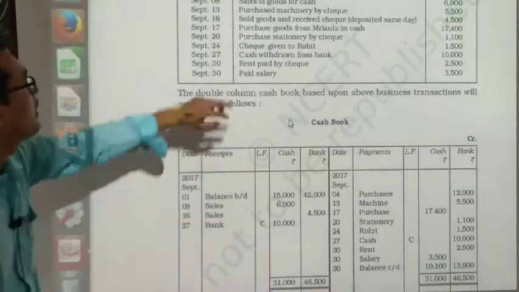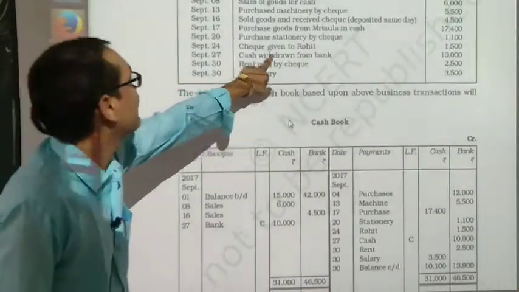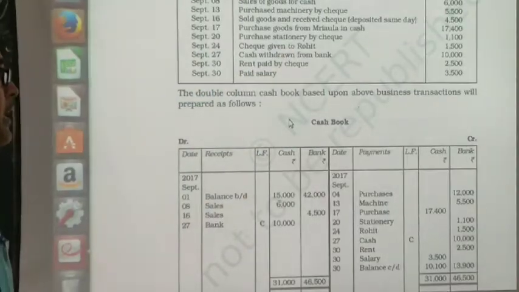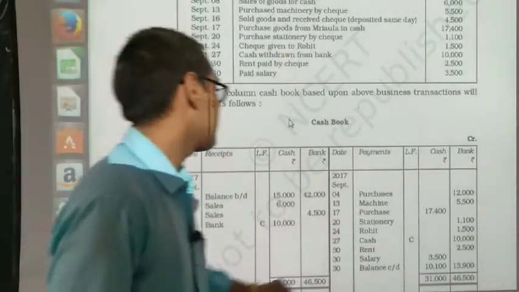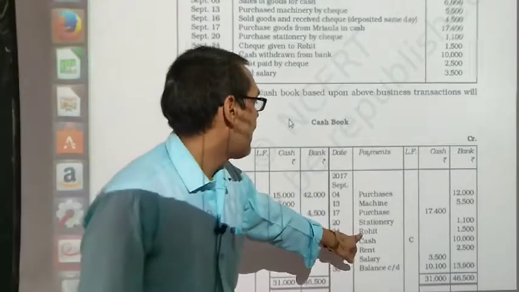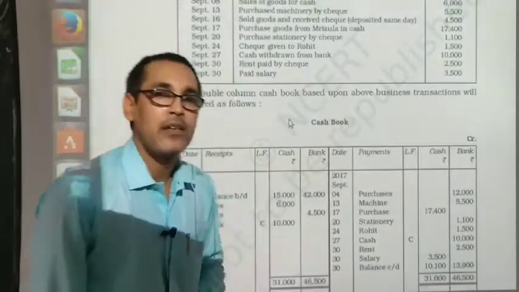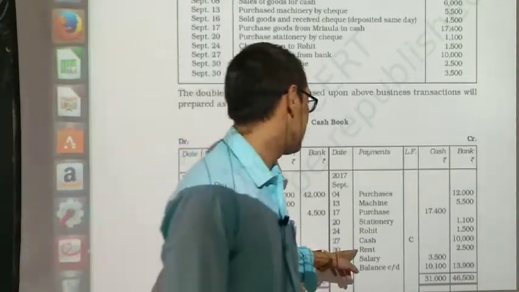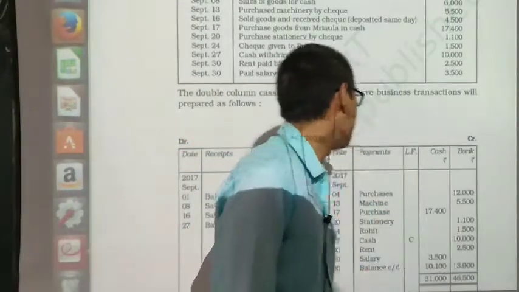And check given to Rohit 1,500. So Rohit account debit to bank, and bank is reducing, that's why by Rohit 1,500.